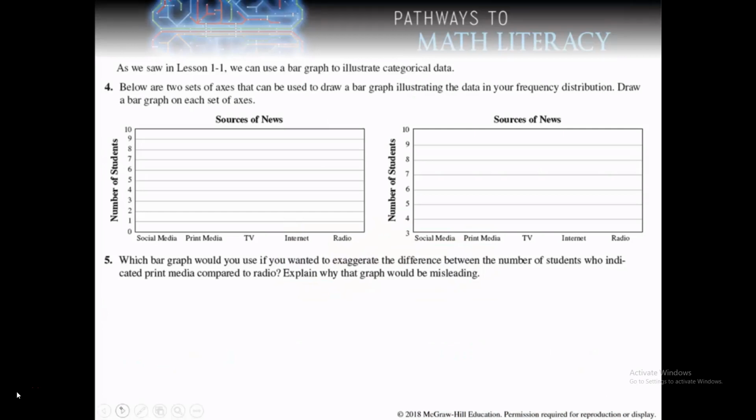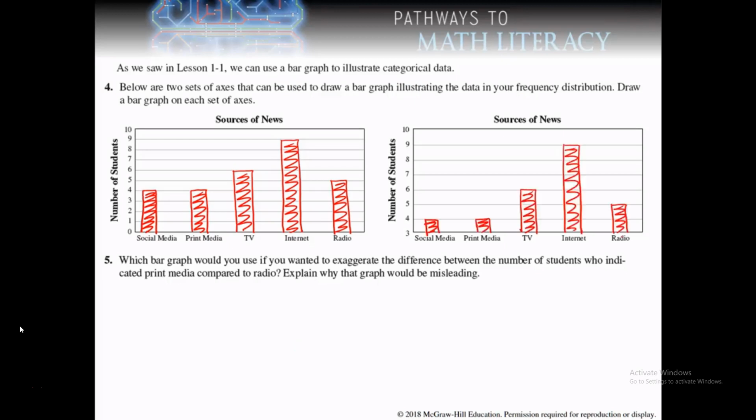In number 4, we're going to use the frequency distribution that we created to draw 2 different bar graphs. So the one on the left, the scale on the vertical axis starts at 0. Let's do that one first. And then the one on the right, someone decided to start the vertical axis just a little bit less than the lowest frequency. So this one starts at 3. Let's see what that looks like. And you can see that looks quite a bit different.